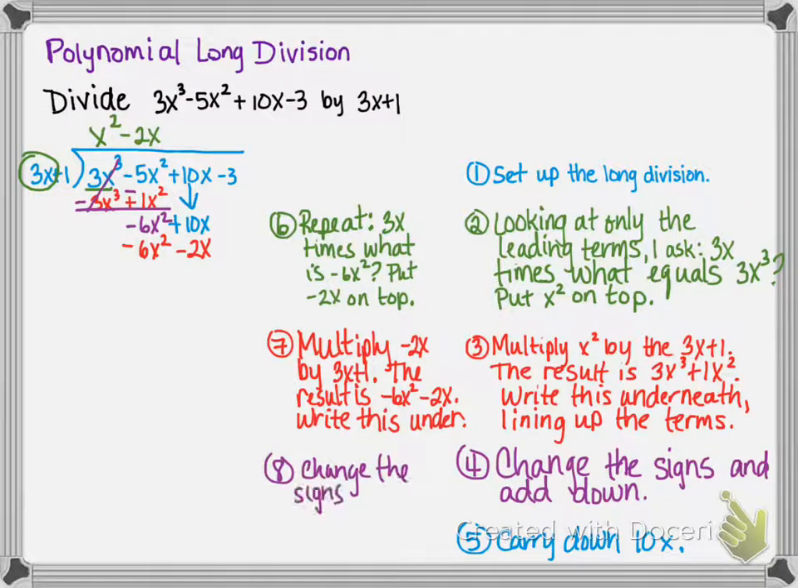Now I'll change the signs because I'm subtracting, and add down. So the negative 6x squared becomes positive and the negative 2x becomes positive. Adding down, my negative 6x squares cancel. 10x plus 2x is 12x. Carry down the negative 3.